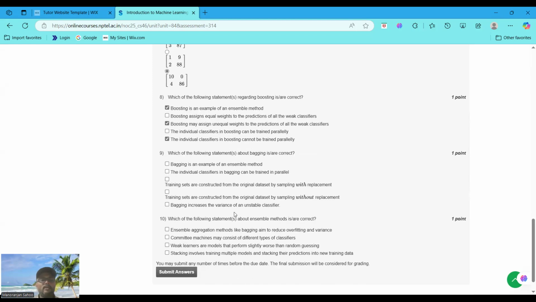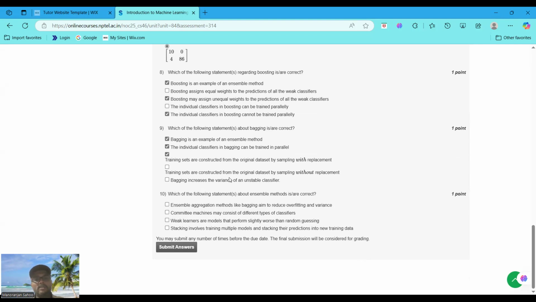Moving to question number 9. Which of the following statements about bagging are correct? Option 1, bagging is an example of ensemble methods. Yes. The individual classifiers in bagging can be trained in parallel. Yes. Training sets are constructed from the original data set by sampling with replacement. Yes. Training sets constructed from the original data set by sampling without replacement. No, this is a false statement. And bagging increases the variance of the unstable classifier. No. So we choose question 9, option A, B and C.